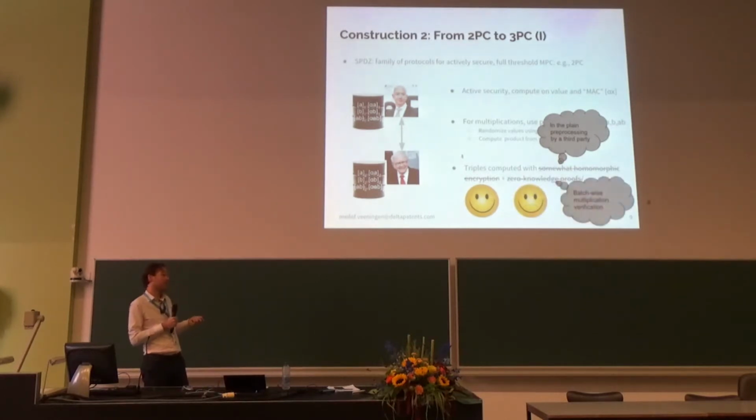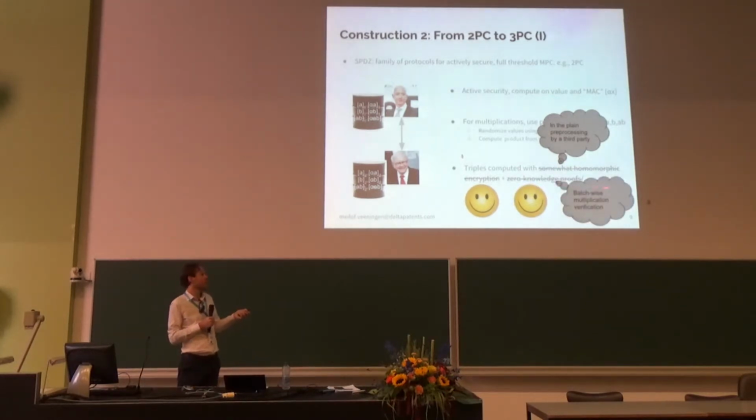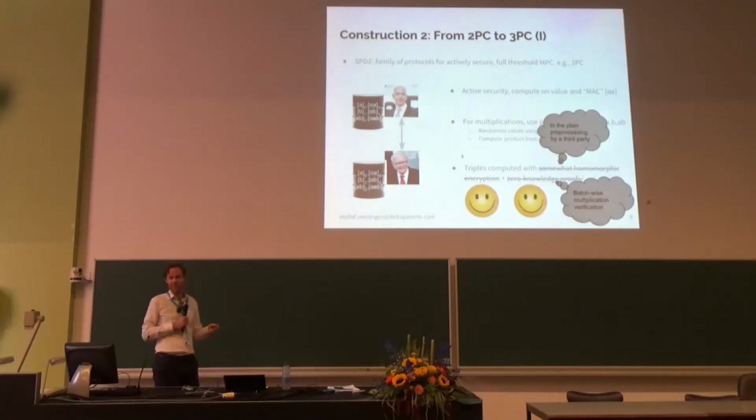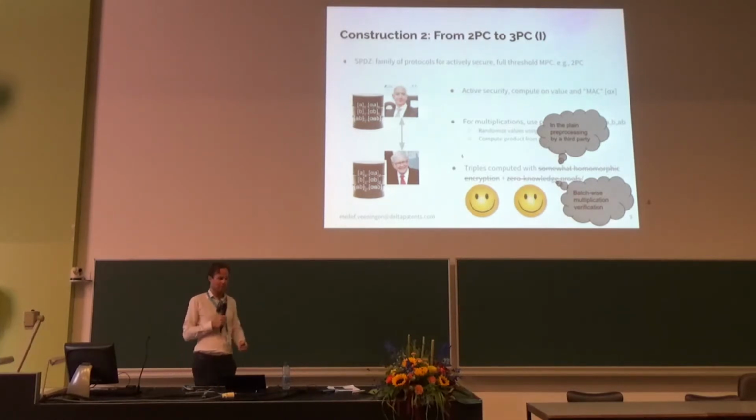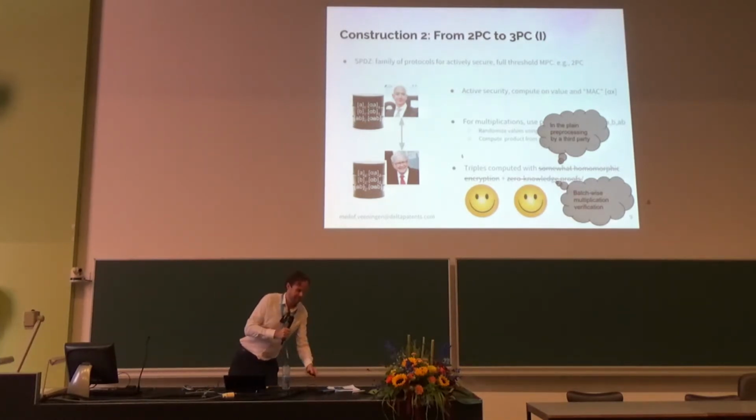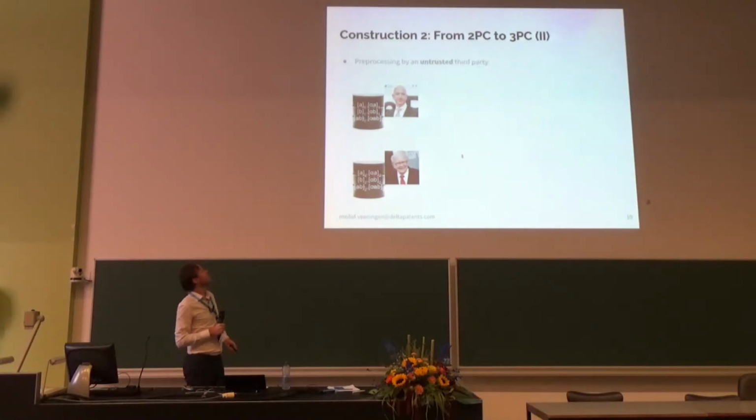Now what we do in this paper is simply replace zero-knowledge proofs by the batch-wise multiplication verification, very similar to what we did before. And that gives a very efficient way of checking that those triples made by the third party are actually correct. So, just a very brief overview of how that looks.